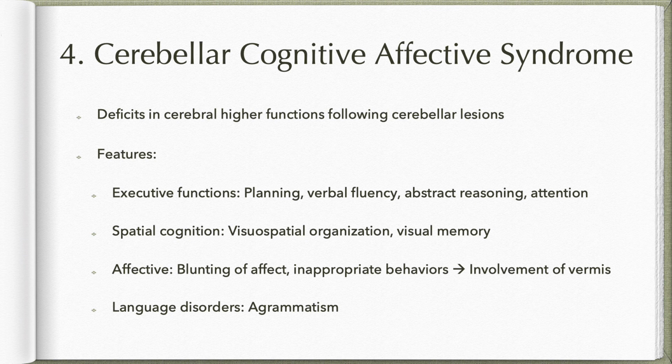He may have deficits in his emotions like blunting of affect or inappropriate behaviors. This is specifically seen when there is involvement of vermis. And the patient may show certain language disorders like agrammatism. So you will know that all these functions are actually executed by cerebral cortex, but they will be affected in a cerebellar lesion, especially when the lesion is large.